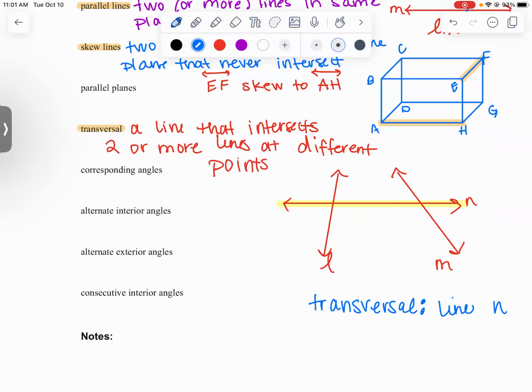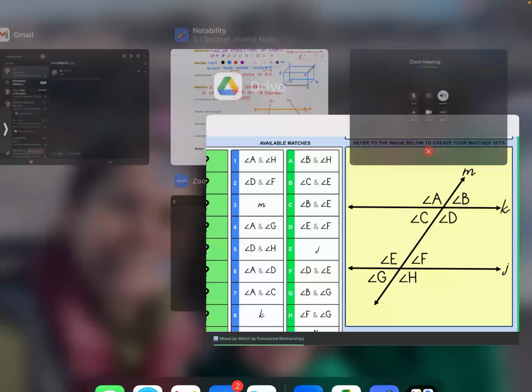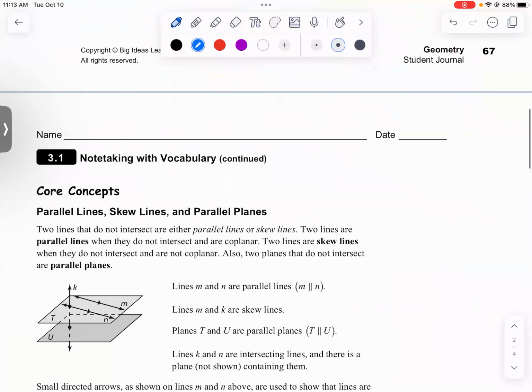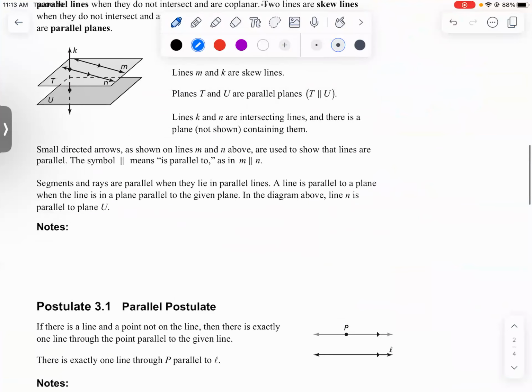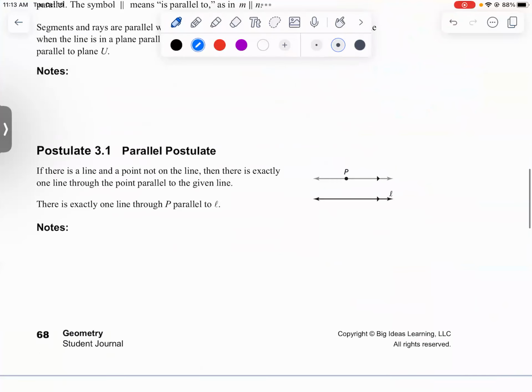Okay. In Google Classroom, I have put in an activity under today's date that I want you to see how many you can get right. And we will come back to this, okay? I want you to turn back to your student journal and go to page 68, okay? Okay, so now we're turned to page 68.